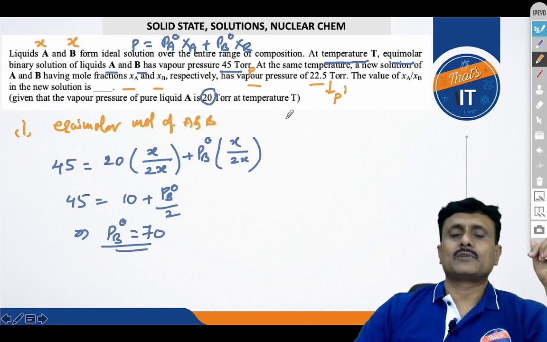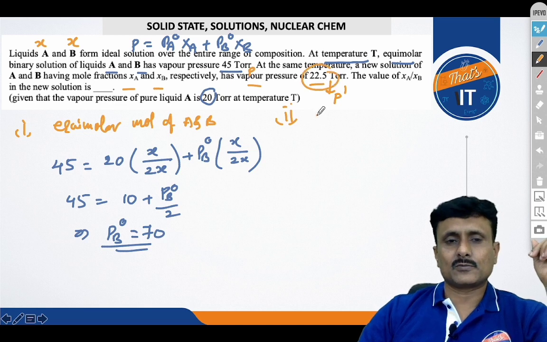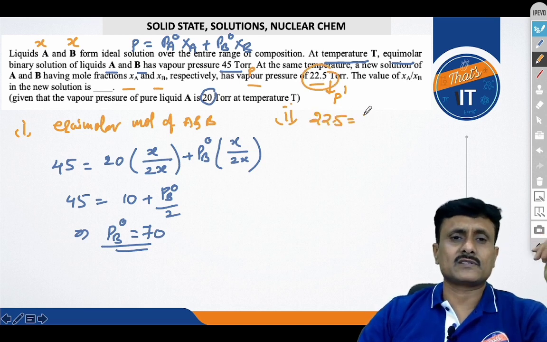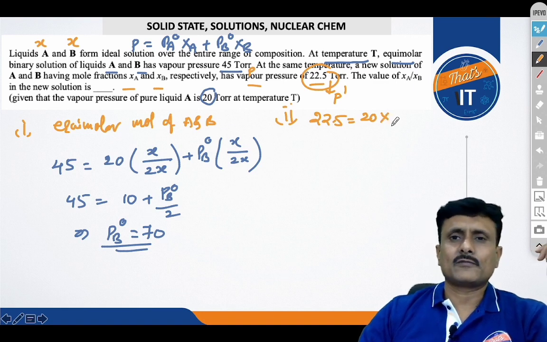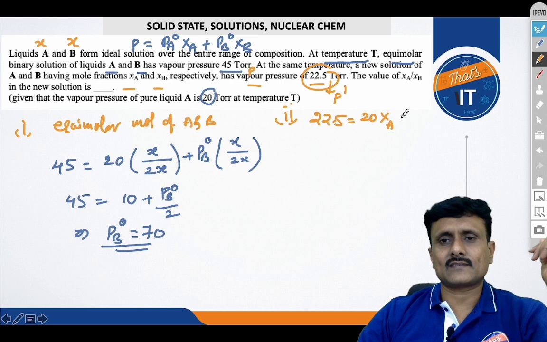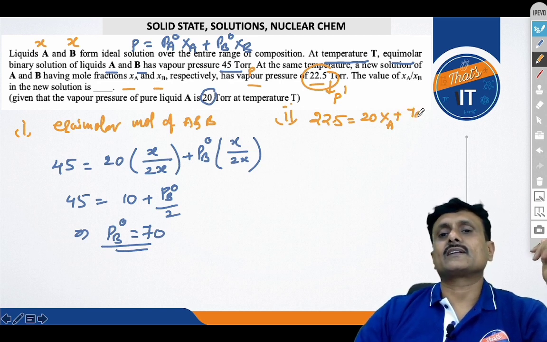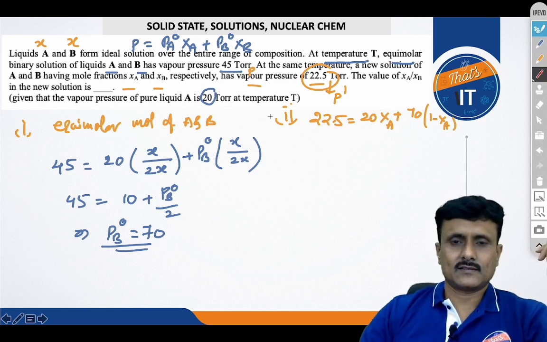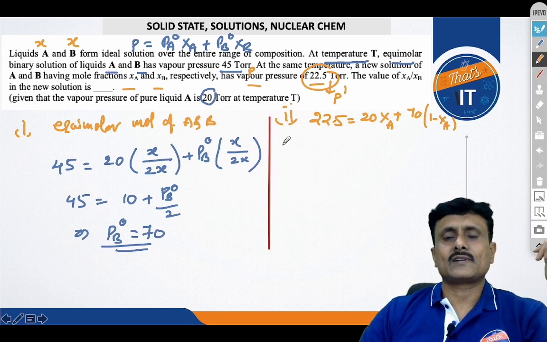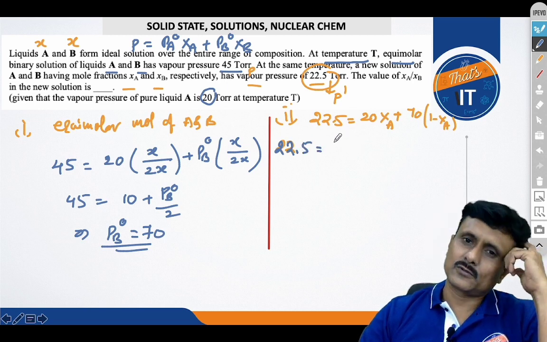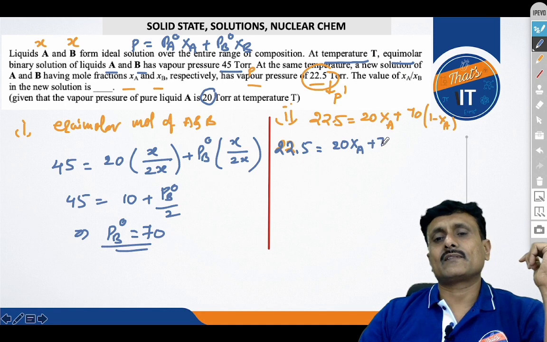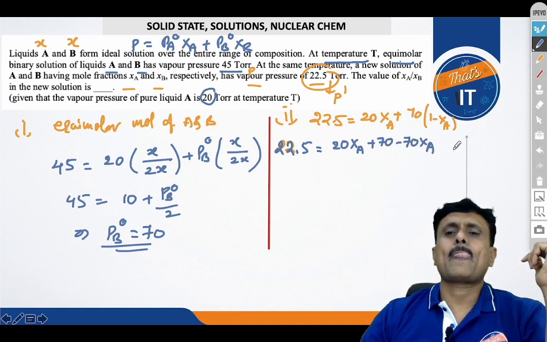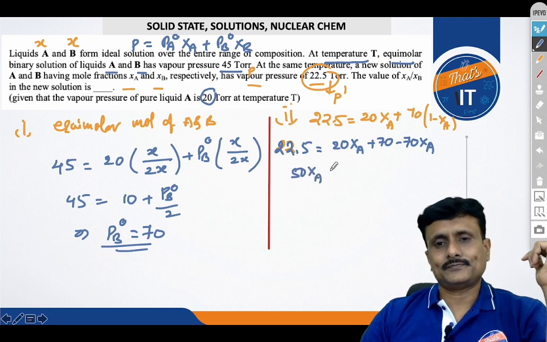Now we can see in the other composition where the mole fractions are these, the vapor pressure is 22.5. Now your 22.5 equals PA naught, which does not change, 20 into XA. What do you have to find out here? XA by XB, isn't it? 20 into XA plus PB naught, that is 70 into XB, that is 1 minus X. That's it. So you got it, right? 22.5 is equal to 20 XA plus 70 minus 70 X. So 50 XA equal to, how much is this? 47.5.